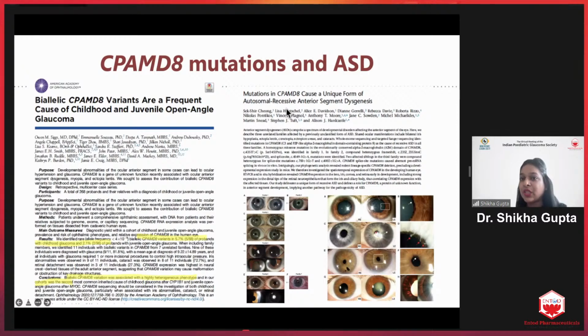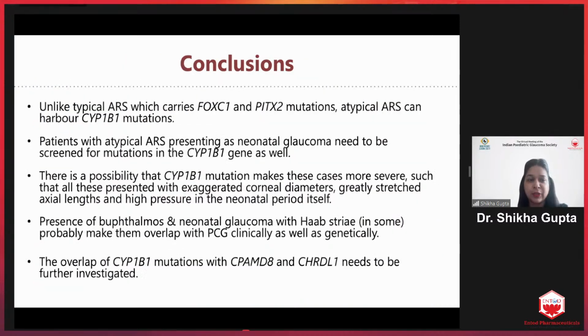Similarly, this paper also suggests that mutations in CPAMD8 can lead to a unique form of anterior segment dysgenesis. Again, this is a case with ectropion, corectopia and polycoria here. So CPAMD8 mutation could also be related to Axenfeld-Rieger syndrome, like seen in our cases. To conclude, unlike typical ARS, which carries FOXC1 and PITX2 mutations, atypical ARS can also harbor CPAMD8 mutations. Patients with atypical ARS can present as neonatal glaucoma, and these patients need to be screened for mutations in the CPAMD8 gene.